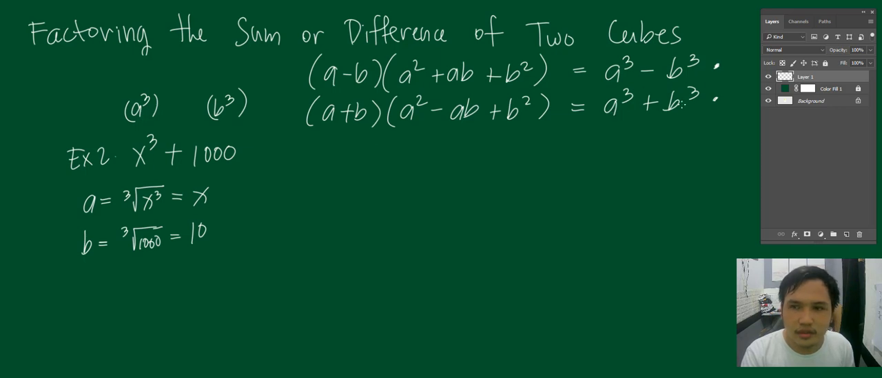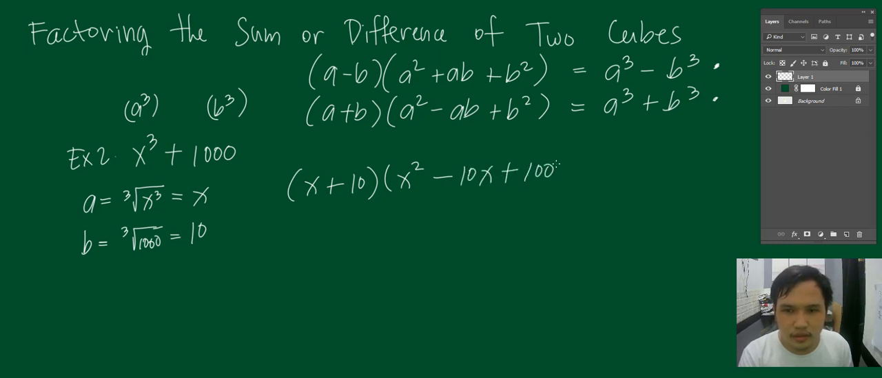So, apply na natin sa second pattern. So, we have a is x plus b is 10. We have a squared is x times x, x squared. Minus 10 times x. That's 10x. Plus the square of b, which is 100. Ito na yung factored form.